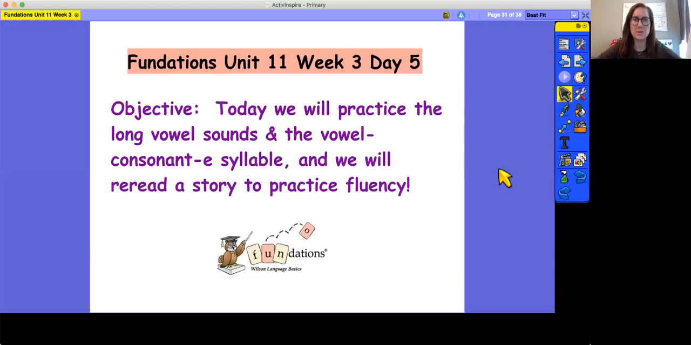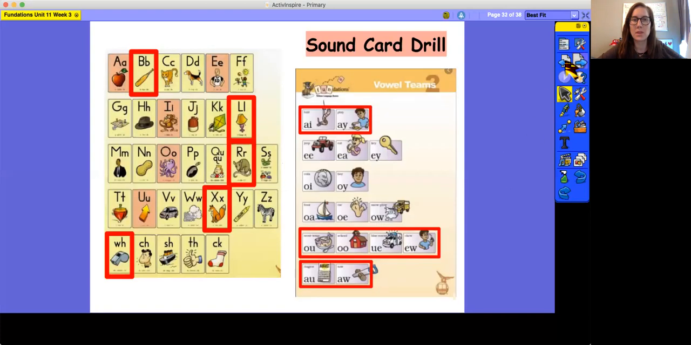All right, hello. Today we are working on Fundations, Unit 11, Week 3, Day 5. The objective is that today we will practice the long vowel sounds and the vowel consonant E syllable, and we will reread a story to practice fluency. For our sound card drill, remember to say the letter or letters, the keyword, and the sound with me.